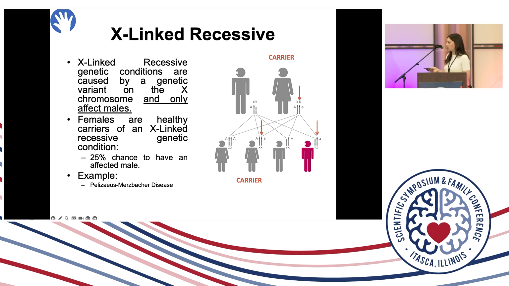A good example for X-linked recessive is Pelizaeus-Merzbacher disease, and this is a condition where we very often find that mothers of children who have PMD are carriers and really never knew that they were carriers because they never experienced any symptoms themselves.